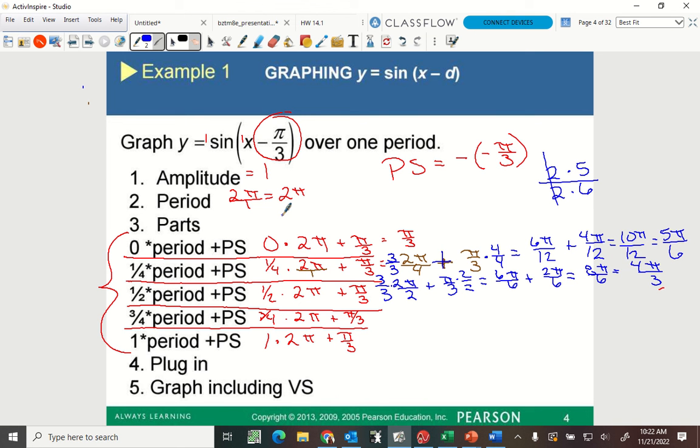Next one is going to be same thing, so this is going to give me 6 pi over 4.